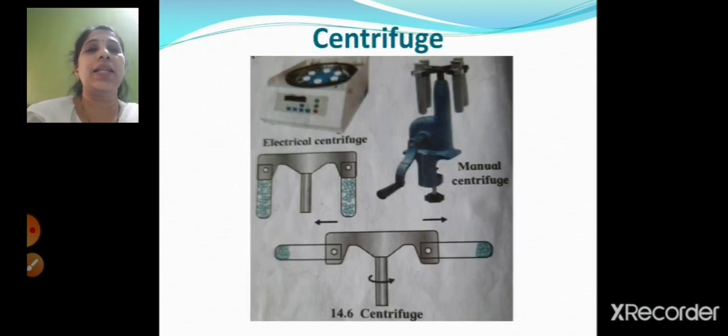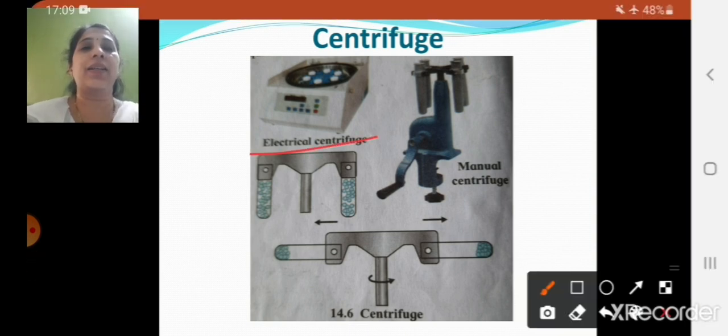Now this is the centrifuge. This is also one method of separation. You can see here, children, this is the electrical centrifuge. These are mostly seen in scientific laboratories or in factories where R&D centers and all are there.